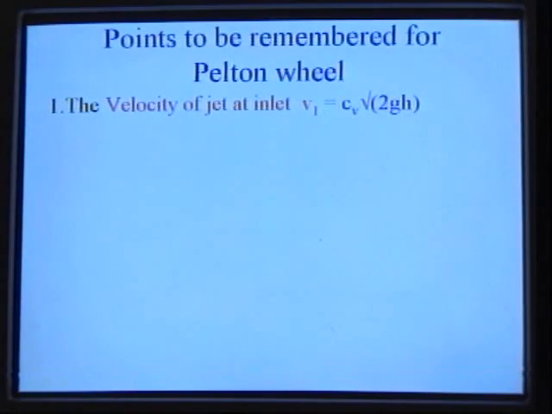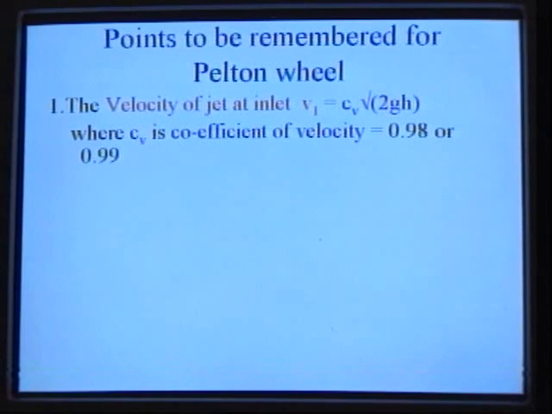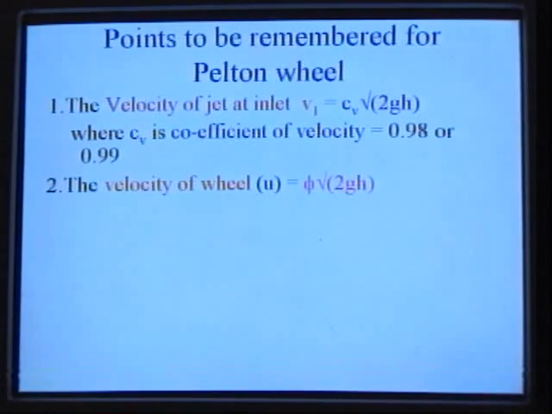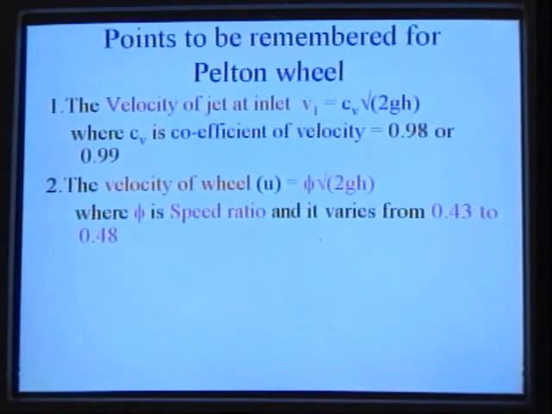There are some points to be remembered for Pelton wheel. The first point is the velocity of jet at inlet V1 is given as V1 is equal to Cv square root of 2gH, where Cv is the coefficient of velocity whose value lies between 0.98 to 0.99. The second point is the velocity of wheel U is given as phi root 2gH, where phi is called the speed ratio and its value varies from 0.43 to 0.48.